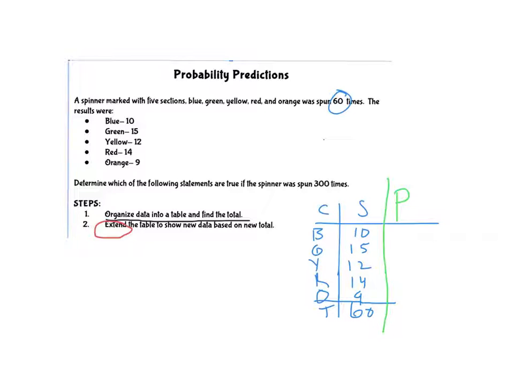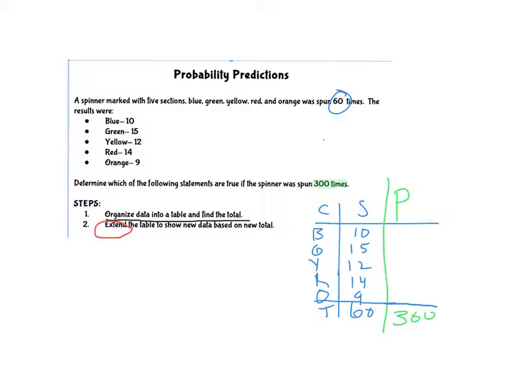Now, what's important here is we need to figure out what is going to be the new total number of spins. Where are we trying to get to? What is it that we're trying to predict? That's going to come from the word problem, and that is this one right here, this 300. So we're going to make a prediction based on the 300 times we spin the spinner. So my new total is going to be 300.